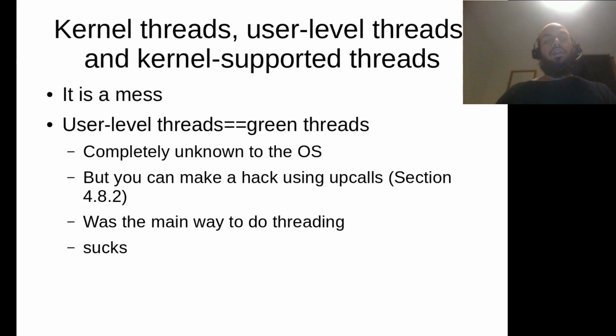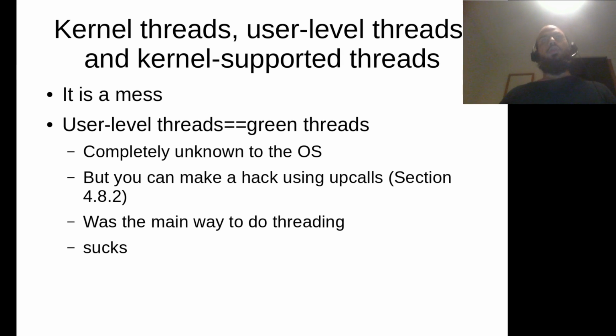Let us start with the very easy ones. There is the concept of user level threads, which are also called green threads in some textbooks. These are threads that are completely unknown to the operating system. These are the threads that we talked about in the lecture that do not appear to the operating system in any way; the operating system is completely unaware that these threads exist. And you can make a hack using upcalls to make the kernel schedule threads.